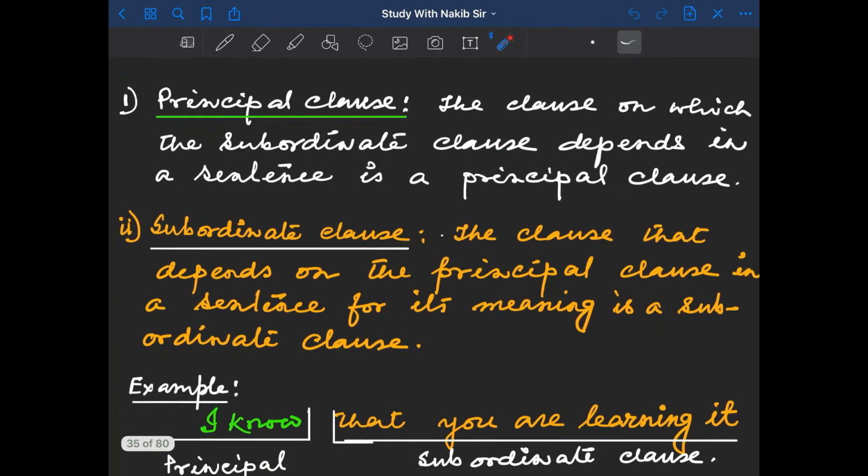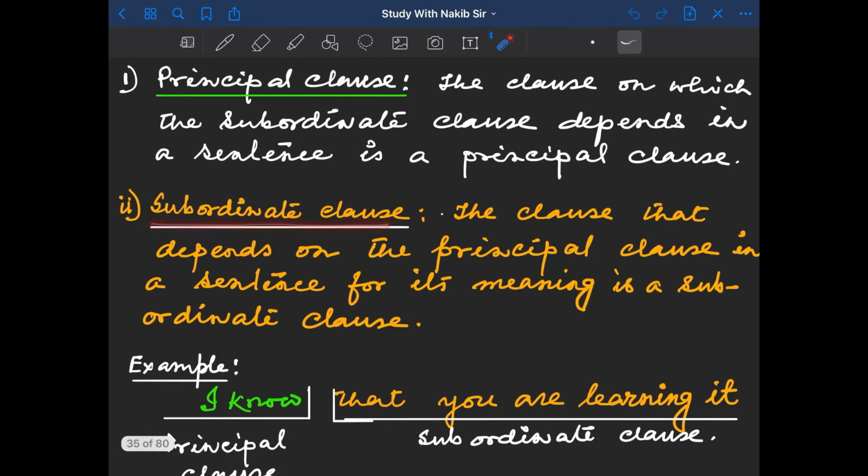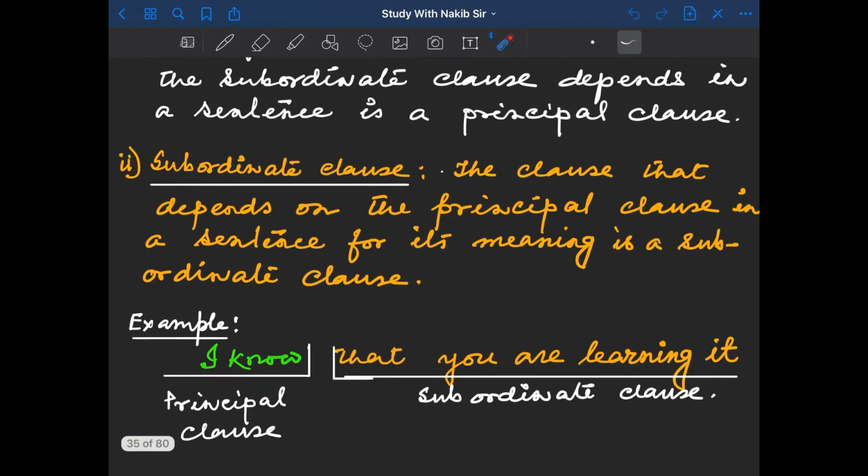And what is the subordinate clause? The clause that depends on the principal clause in a sentence for its meaning is a subordinate clause. Okay, the clause that depends is a subordinate clause, and the clause on which the subordinate clause depends is a principal clause. So in this context, you may think the principal clause is a table, whereas the subordinate clause is a ball. The ball is on the table, just as the subordinate clause is on the principal clause. Okay, now see the example.